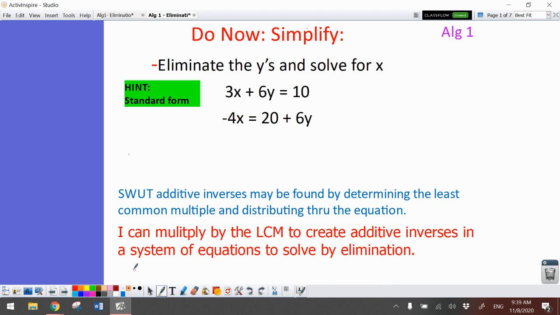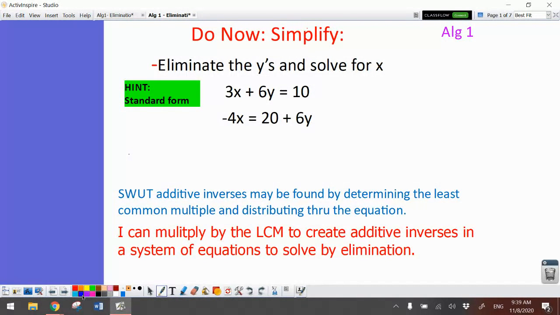Okay, let's keep going with solving systems with elimination. Again, yesterday we worked on finding those additive inverses, or creating those additive inverses, and then eliminating. And today we're going to follow back up with some more practice on that to make sure that we're good with all methods.